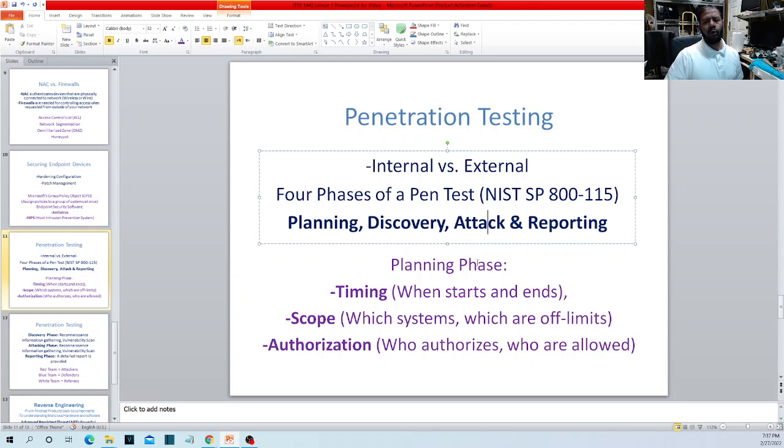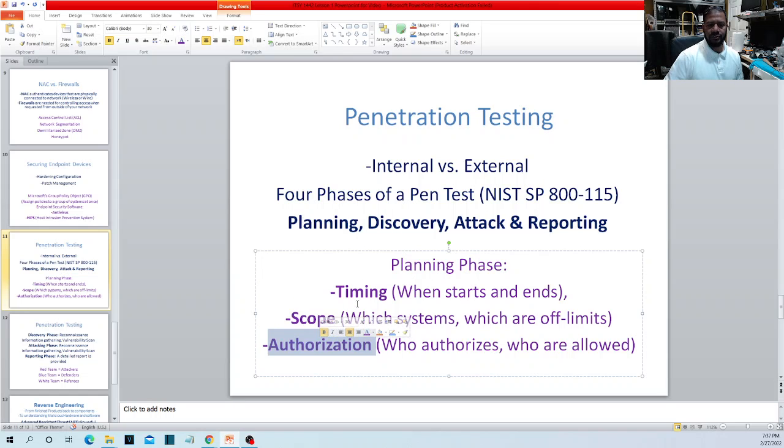Okay, what happens in the planning phase? Once you are contracting external penetration testers, they are going to plan. You're going to write documentation about timing, scope, and authorization. What does it mean? It means when exactly they will run the penetration test, exactly when it begins and when it ends. Beyond that time frame, they cannot hack your system. They cannot penetrate or do anything to you, because that would be against the contract. That would be illegal for them. That becomes an illegal activity.